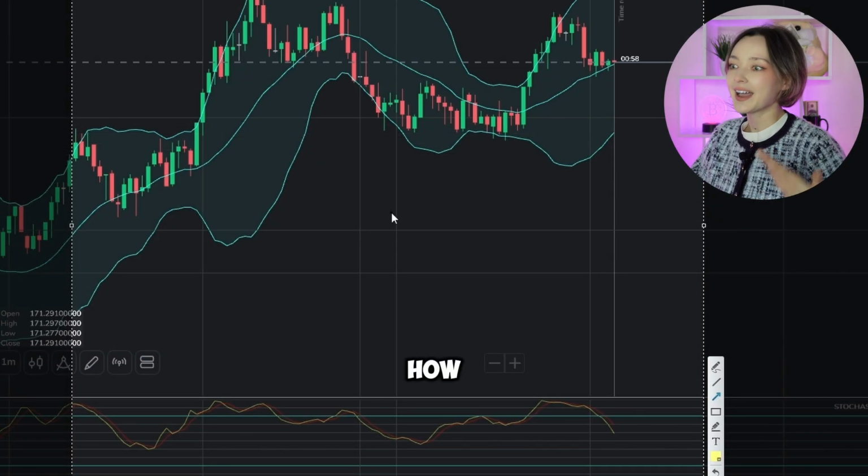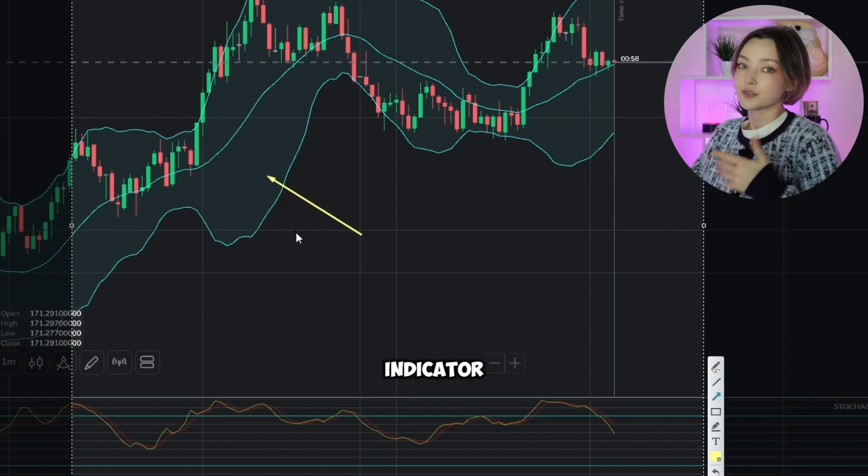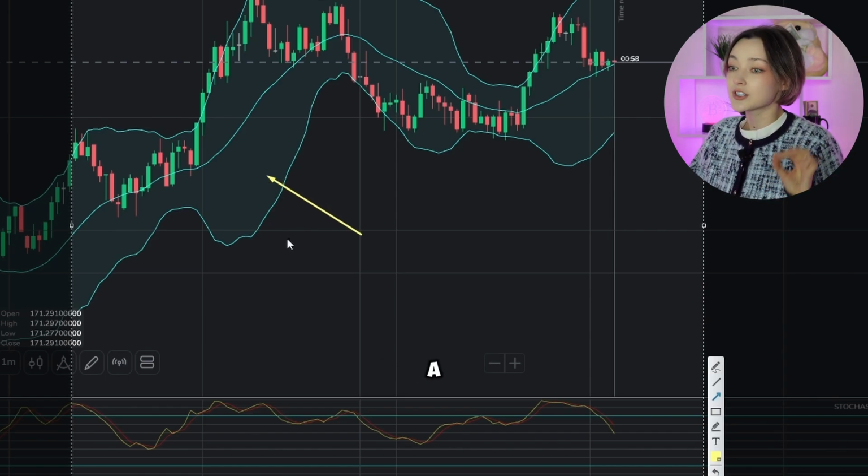Now let's look into how we trade with this strategy. In this strategy, we use two indicators. The first indicator is Bollinger Bands. It shows us a certain range the price moves within. Our task is to wait for the moment when the price reaches one of the borders of this range. For us, these borders are represented by support and resistance levels.